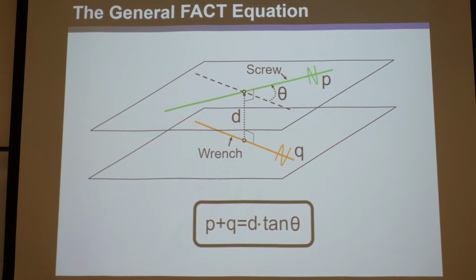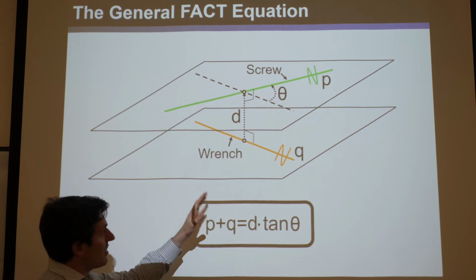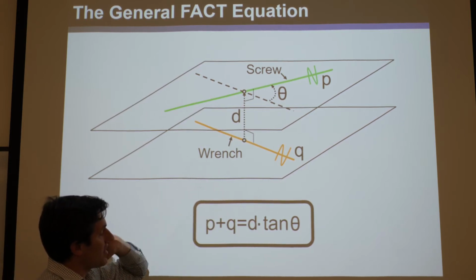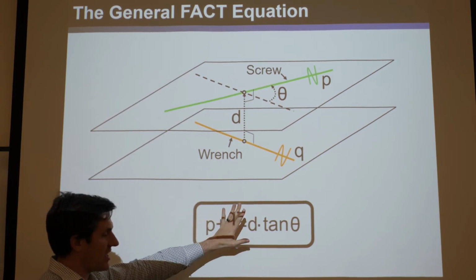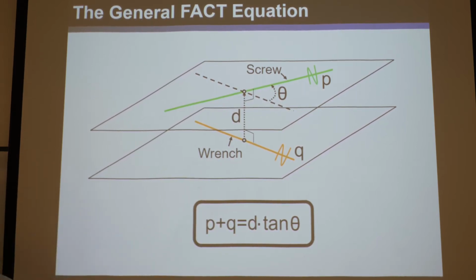You might also recall from past lectures that we proved that the relationship between any twist of any pitch and any wrench of any Q is P plus Q equals D tan theta. And what we did in the past was we just said, look, we don't care about orange and black wrenches. We just want blue wrenches, and so let's make Q 0, and we said P equals D tan theta, and we've operated from there since.